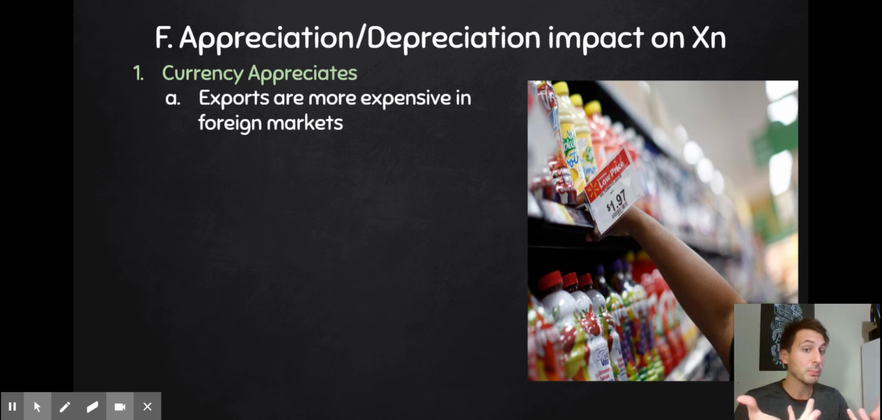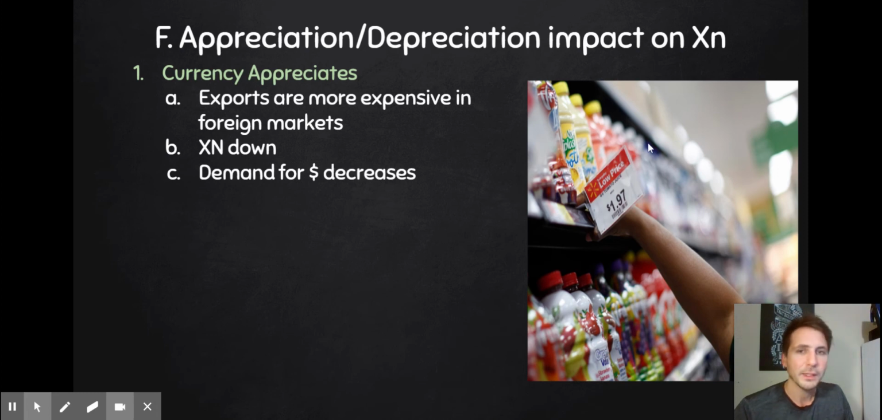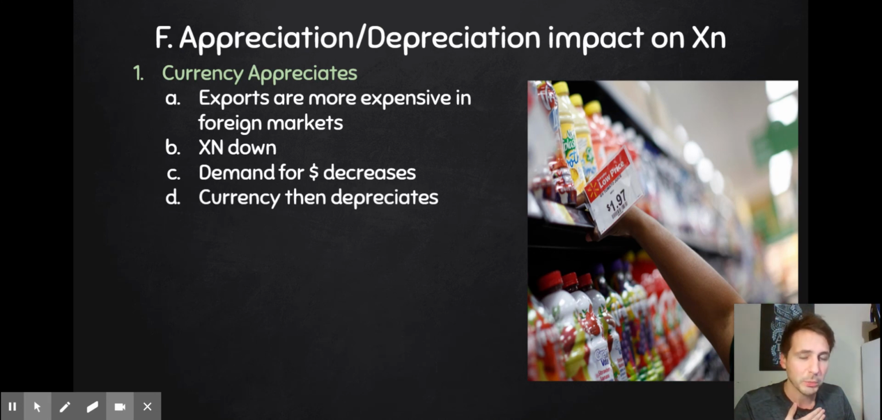My currency appreciated, which means that when they go to buy my goods, it costs them more of their foreign currency to buy my American goods. So my exports look relatively more expensive. As a result, net exports will fall. There's an inverse relationship. When currency appreciates, net exports fall. Demand for the dollar decreases as a result of a decrease in those exports, and then the currency depreciates.